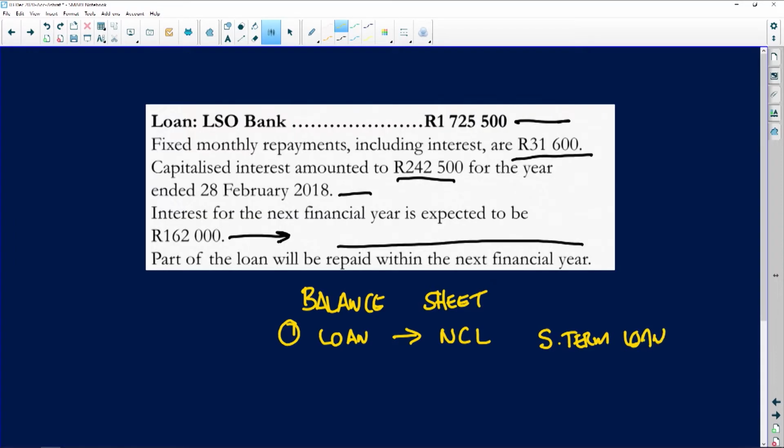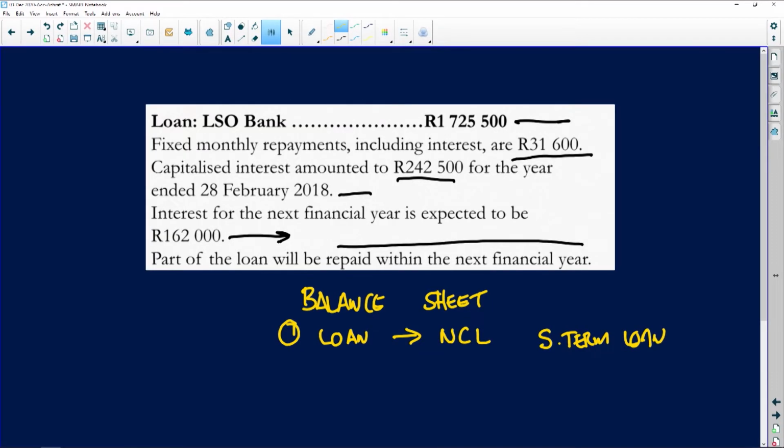So here you can see that you're separating your loan into two parts. Non-current, meaning repayable over a period greater than 12 months, and then the short-term loan, repayable within 12 months. So here you can see part of the loan will be repaid within the next financial year. Okay? So you can clearly see that's what we're talking about. Now, that's the one part. Obviously, it's of relevance to this particular question, and we'll come back to it.